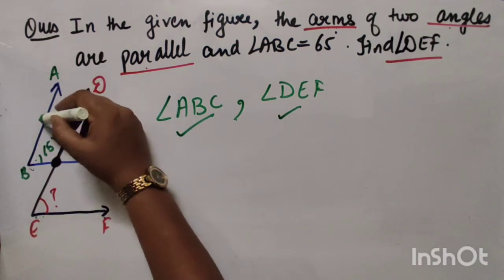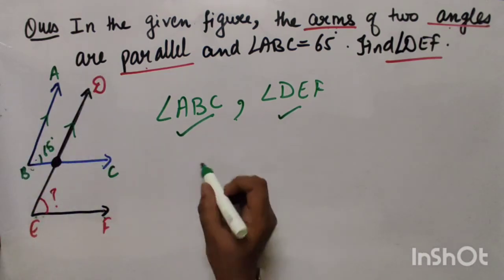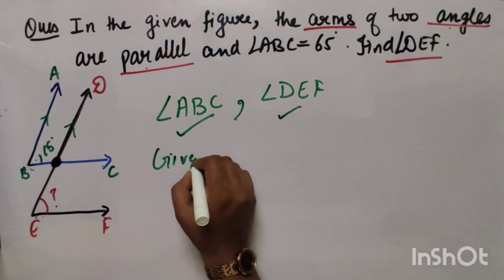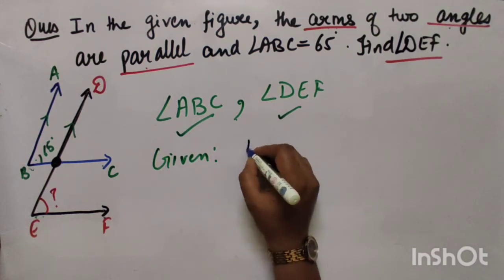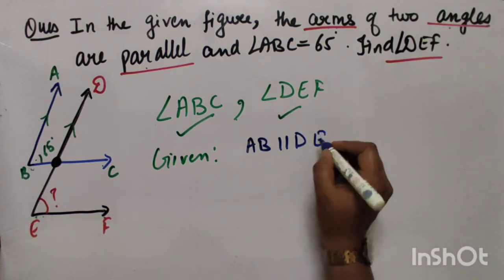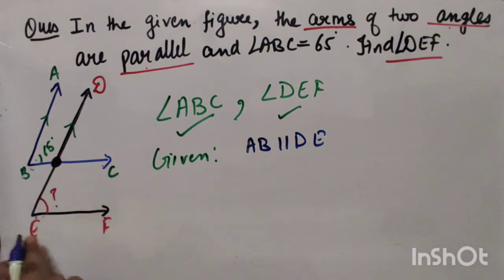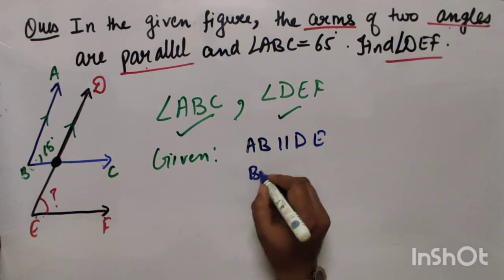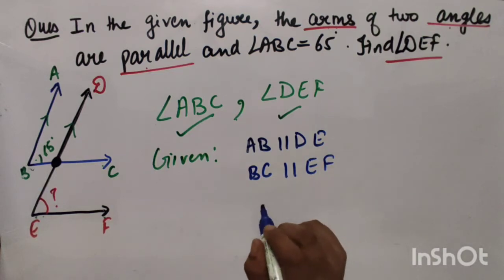Here we can see that this arm is parallel to this arm. So we will write in given. What is given in the question? It is given that AB is parallel to DE, and the horizontal arm is parallel to the horizontal arm, so BC is parallel to EF as per the question.